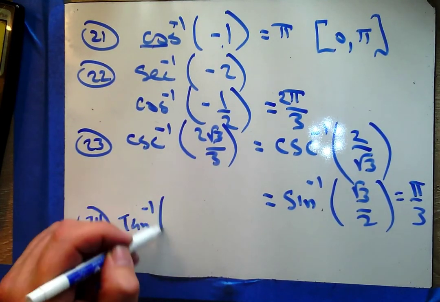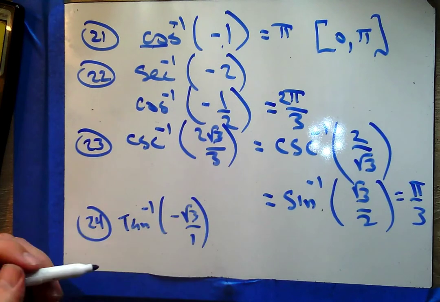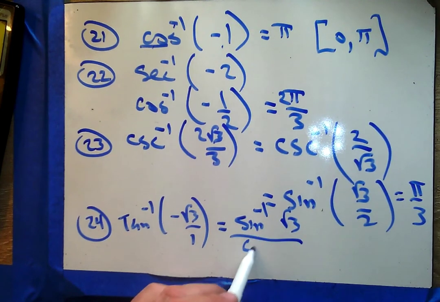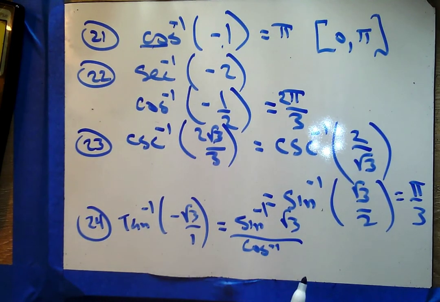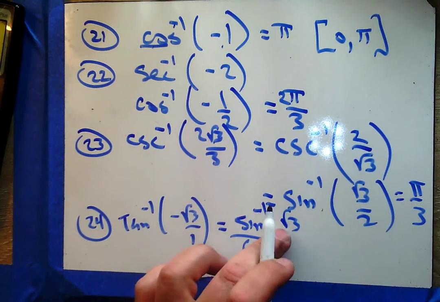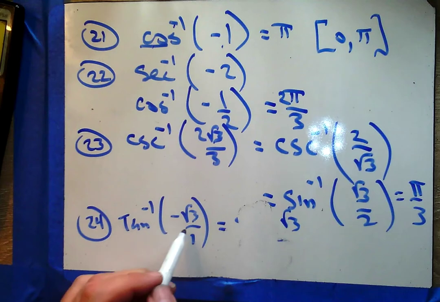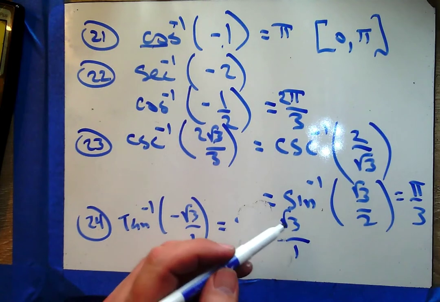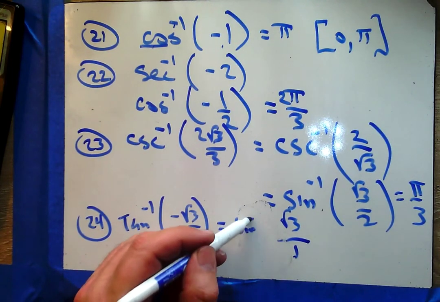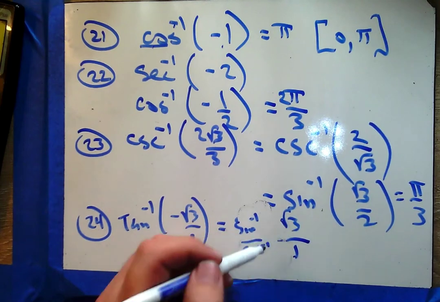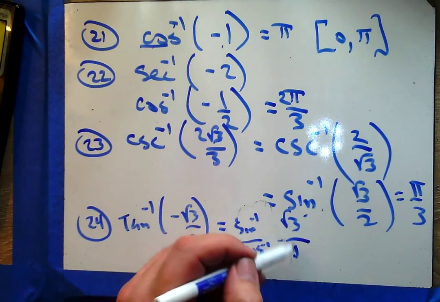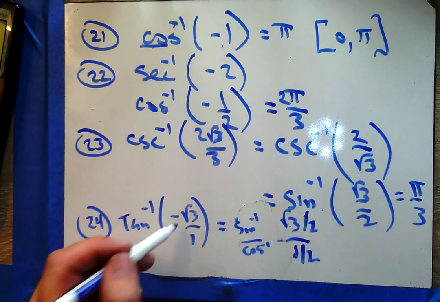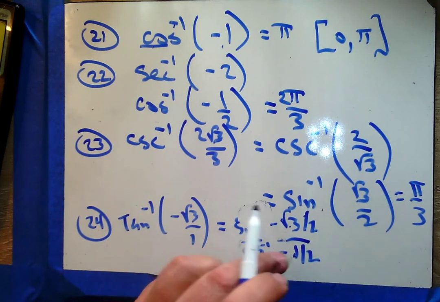Tangent inverse of -√3 over 1. Well, that's the same as sine inverse of √3 over cosine inverse of 1. No, I'm not going to do that. I'm going to say that's the same as that. And so I'm asking the question, when is sine this and cosine this? I guess I could do that. But I don't recognize those from my unit circle. Well, this one maybe, but this one no. So let's divide top and bottom by 2. Oh, and there's a negative here. Does the negative go here, or does the negative go here?